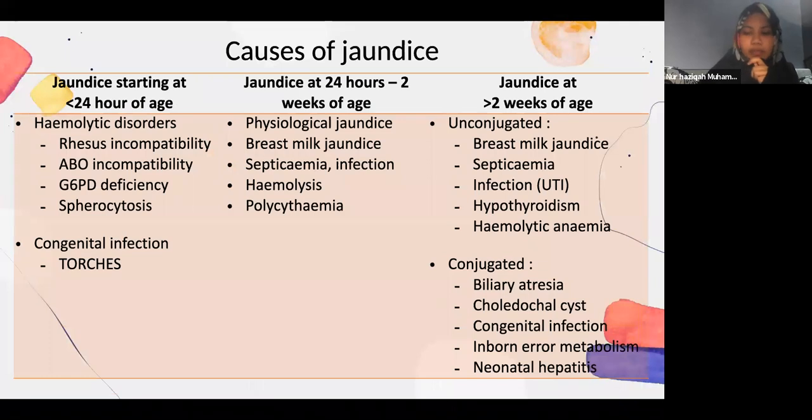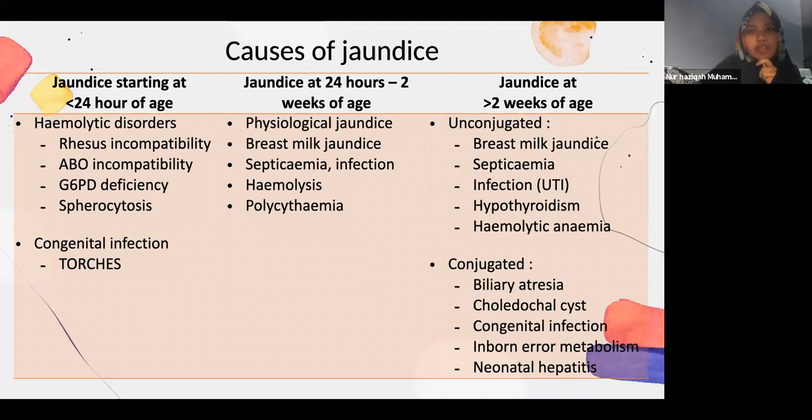Most of the time in the clinical setting, we can look at the causes of jaundice based on the onset of the jaundice, whether it is less than 24 hours of life, or first day of life, or second day of life until 14 days, or more than 14 days or 2 weeks.